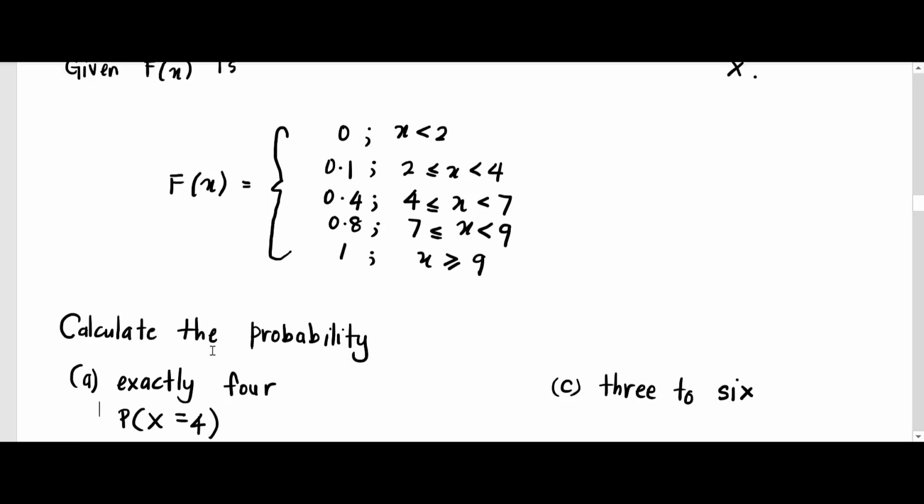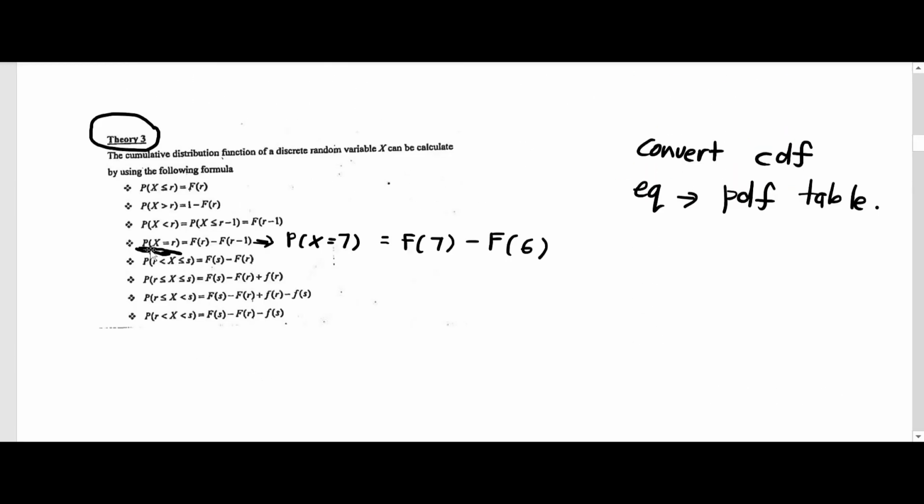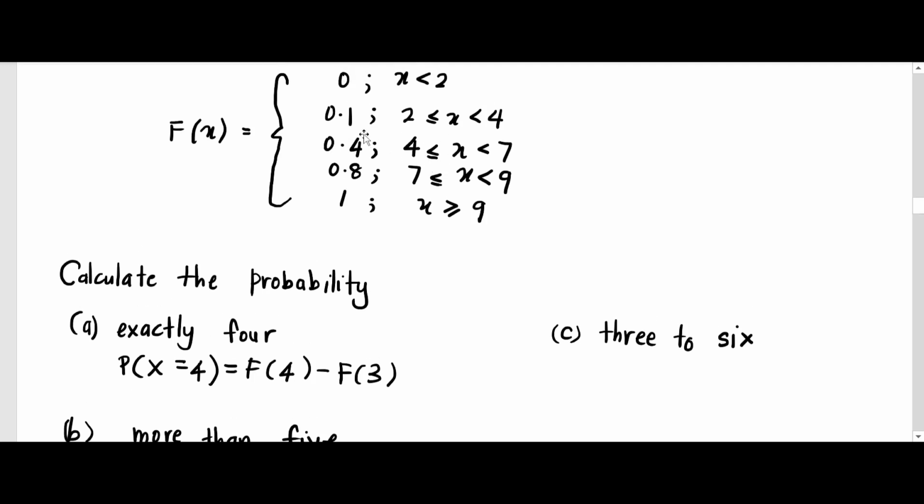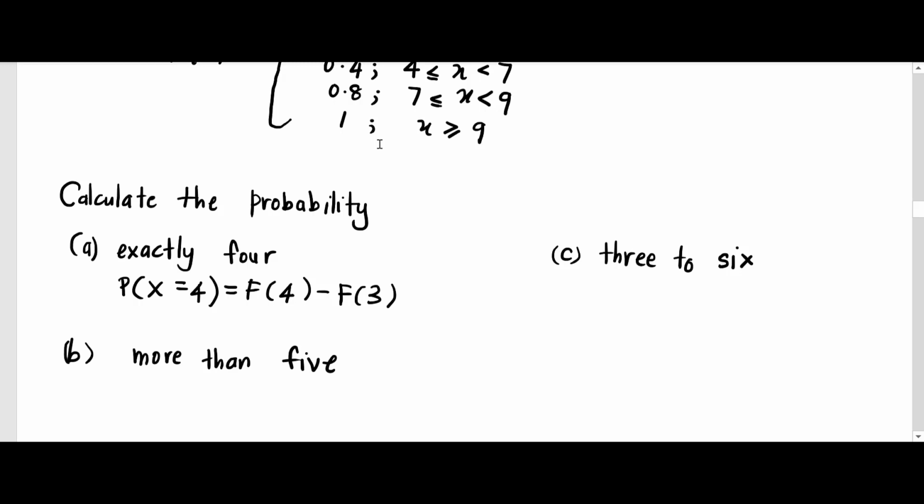So we must refer to our theory tree. When x equal to 4, that means it's equal to F4 minus F3. From this CDF, our F4 is 0.4 and our F3 is here. 3 is between 2 and 4, that means 0.1. So 0.4 minus 0.1 is equal to 0.3.